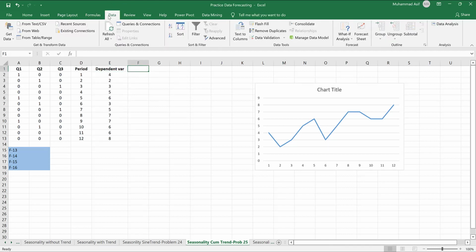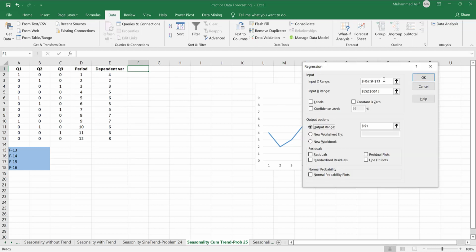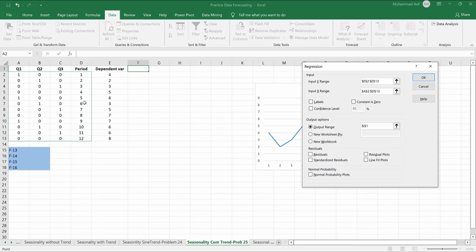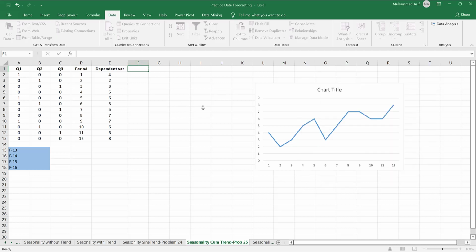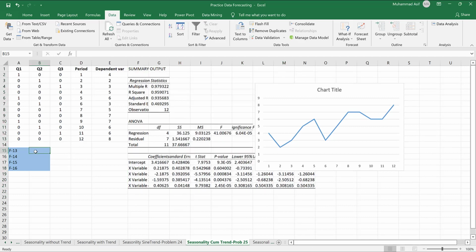We go to data and then data analysis and then regression, and our dependent variable is this one, and for the independent variables there are two types of things: one is quarters and the other is period. Quarters represent seasonality, and this period represents trend. We want our results to appear at this place and click OK. These are the regression results.